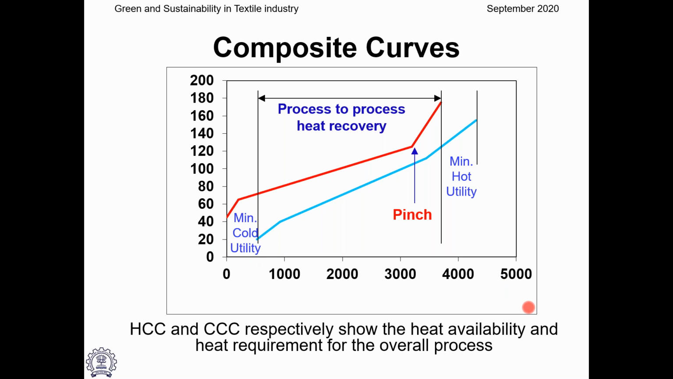So now this process can be put graphically. Both the hot composite curve and the cold composite curve have been put together. We can find out the process to process heat recovery, the minimum hot utility requirement, and the minimum cold utility requirement, and we can solve this problem graphically. And completely we can see what is happening. I'll take a pause, and if you have any question, please put it in the question window so that I can reply to you.